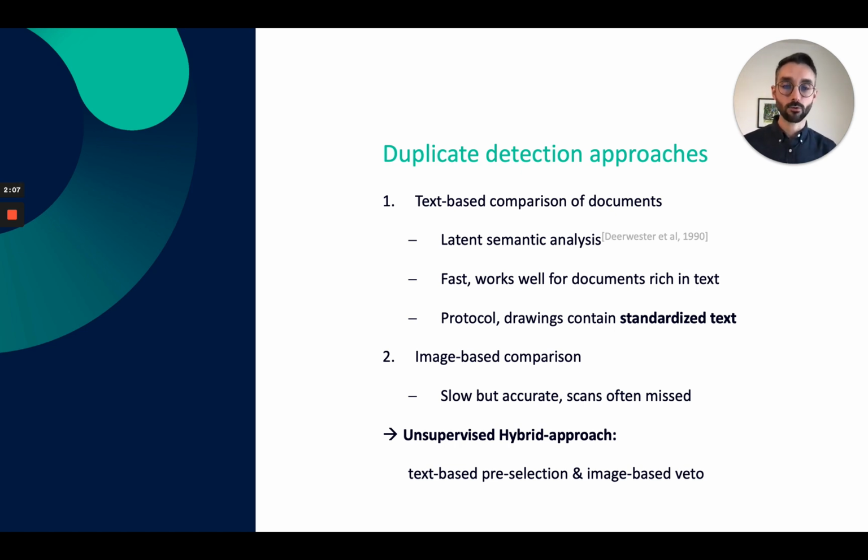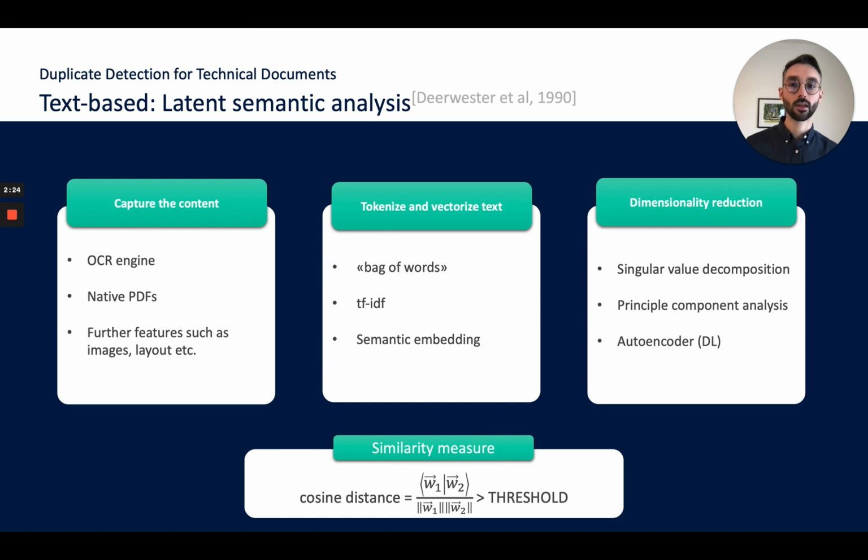So what we came up with in the end is an unsupervised approach, because we also didn't have any annotations of duplicates, that is hybrid. So first of all, we use a text-based pre-selection of duplicate candidates and then apply an image-based vetoing system to remove false positive predictions.